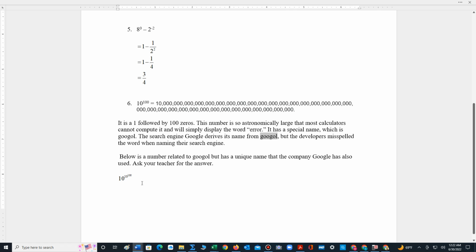It turns out that there's another number, it's 10 to the Googol. It has a special name that's also related to the company that manages the search engine Google. So see if you can look up that name, and if you can't find the answer, then by all means ask me or some other instructor.